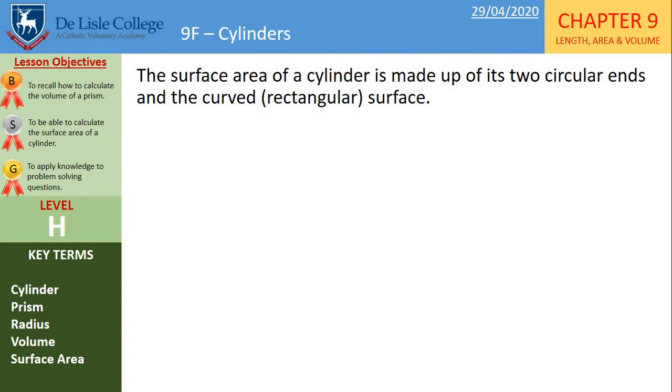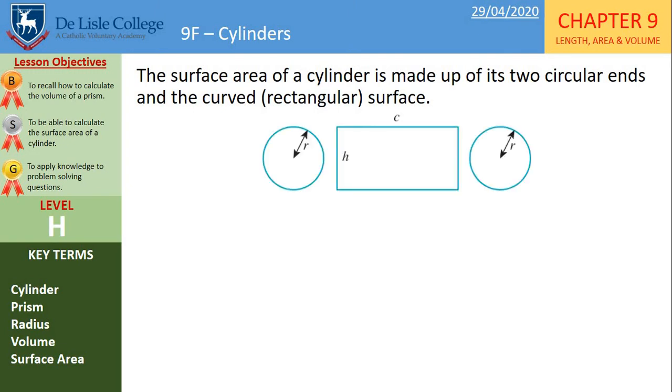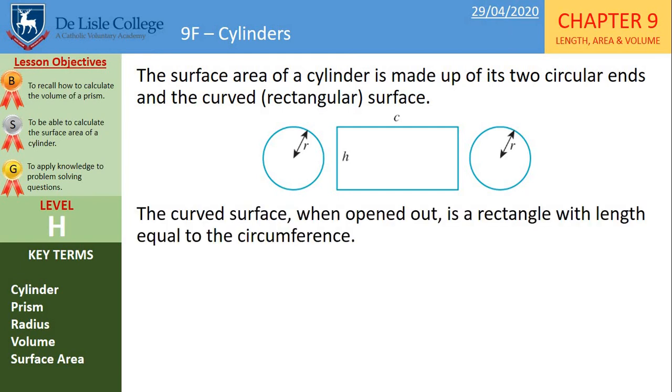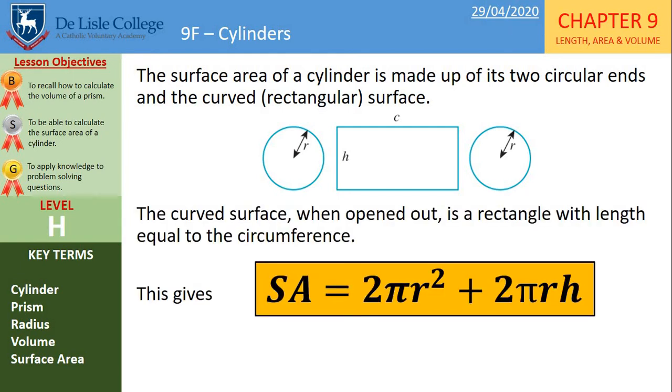Okay, moving on to the surface area of a cylinder. So we've got two circles and we've got a curved part. If that curved part opens out, it becomes a rectangle, where h is the height of the cylinder and c is going to be the circumference of the circle. So if that was folded round, it would make a circle. So this is the formula and we're going to copy it into your exercise books.